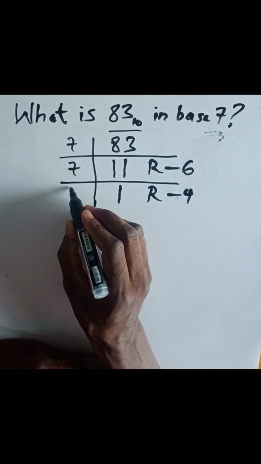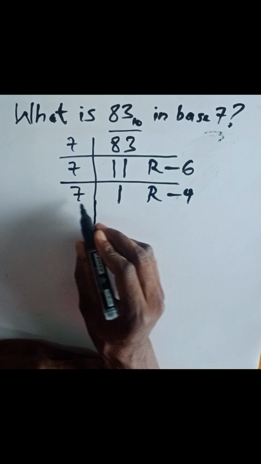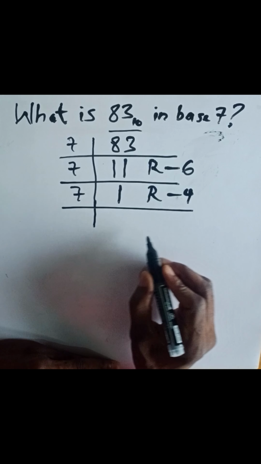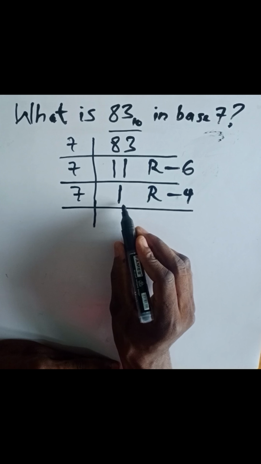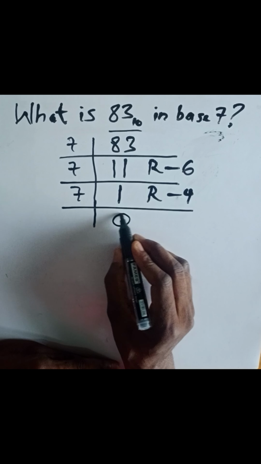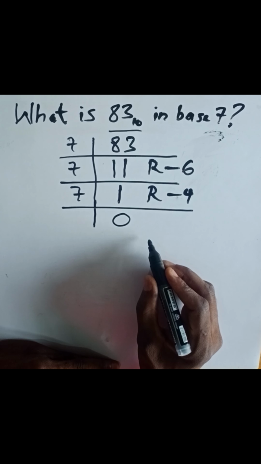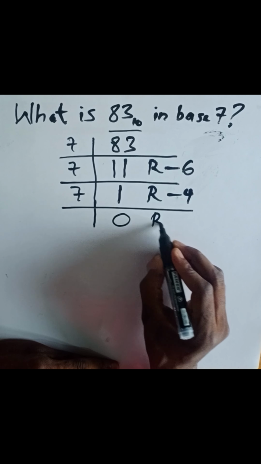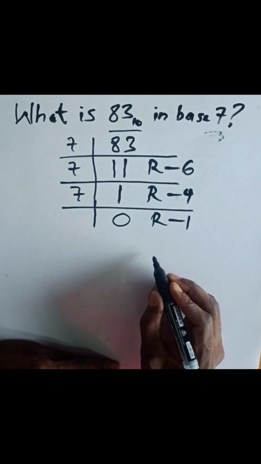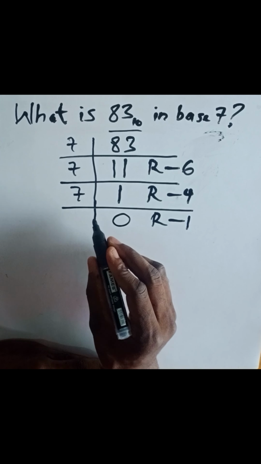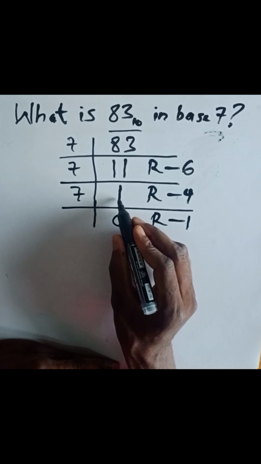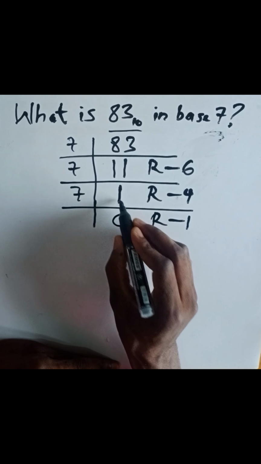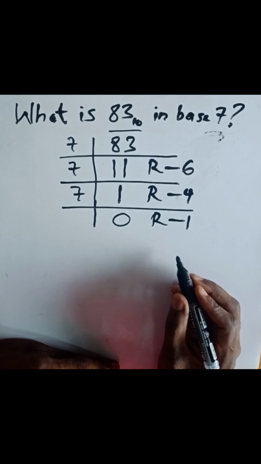Now, we have to divide 1 by 7 again. How many 7s are we going to get in 1? That will be 0 7s. Now, what will be our remainder? That is 1. 0 times 7 will give you 0, plus 1, that will give you 1, your dividend.